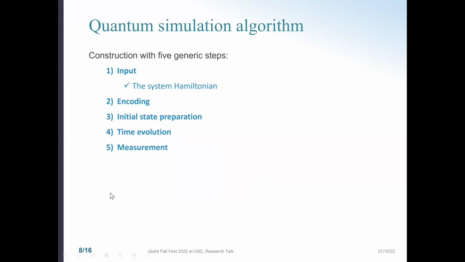And then to do a quantum simulation algorithm, there are 5 generic steps. First you need to give some input, which we already did. That's the system Hamiltonian that I showed you in the previous slides. Next we are going to do encoding. We need to encode the problem we want to study into the language of the quantum calculation. And then we will prepare the initial state, do a time evolution, and in the end, do the measurement.